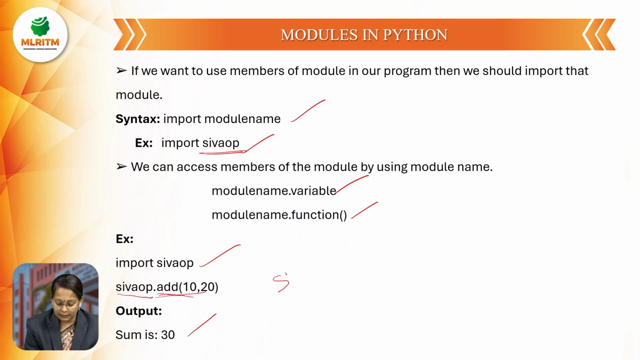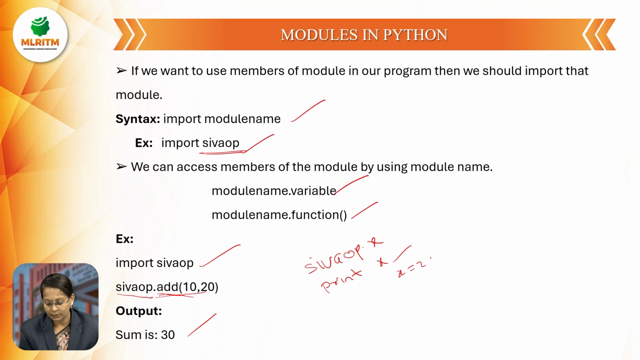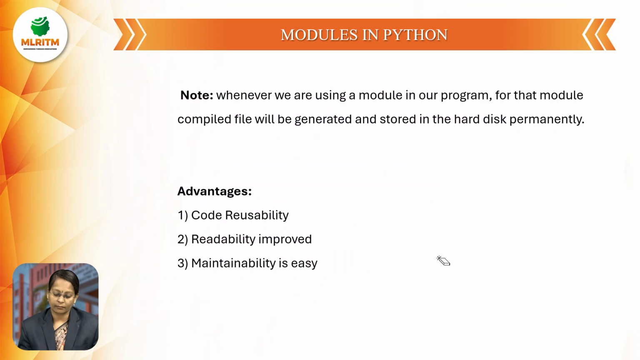If you write shivaop.x and print x, then what is the x value in the previous example? x is equal to 25. It will give x is equal to 25.